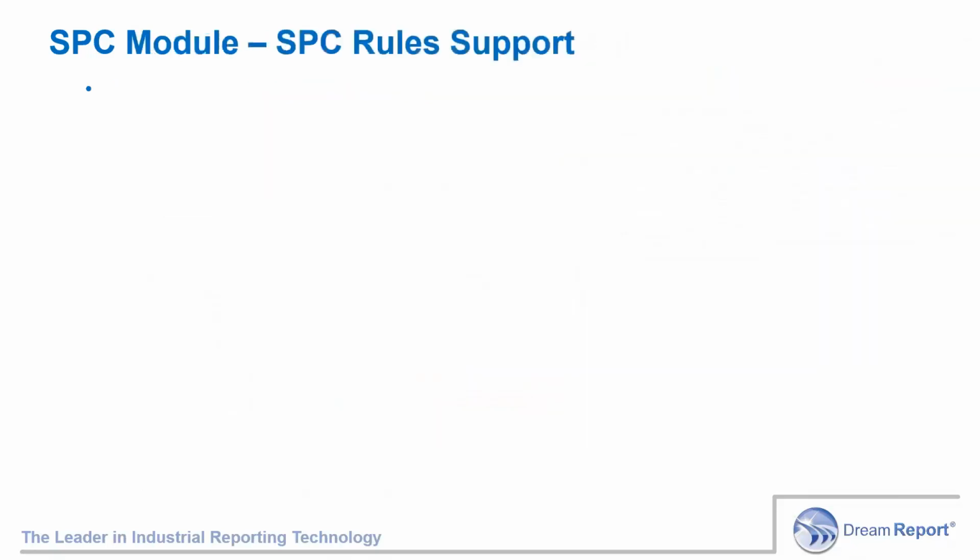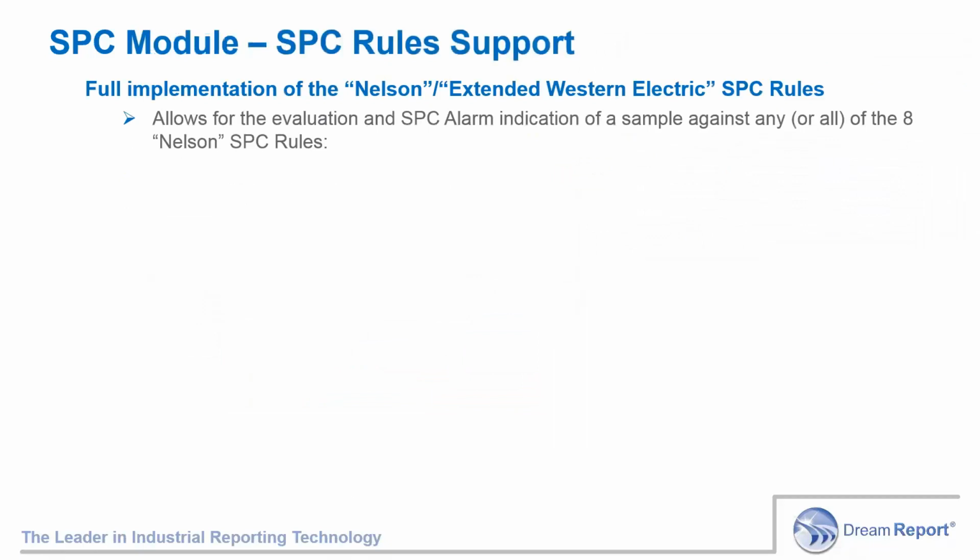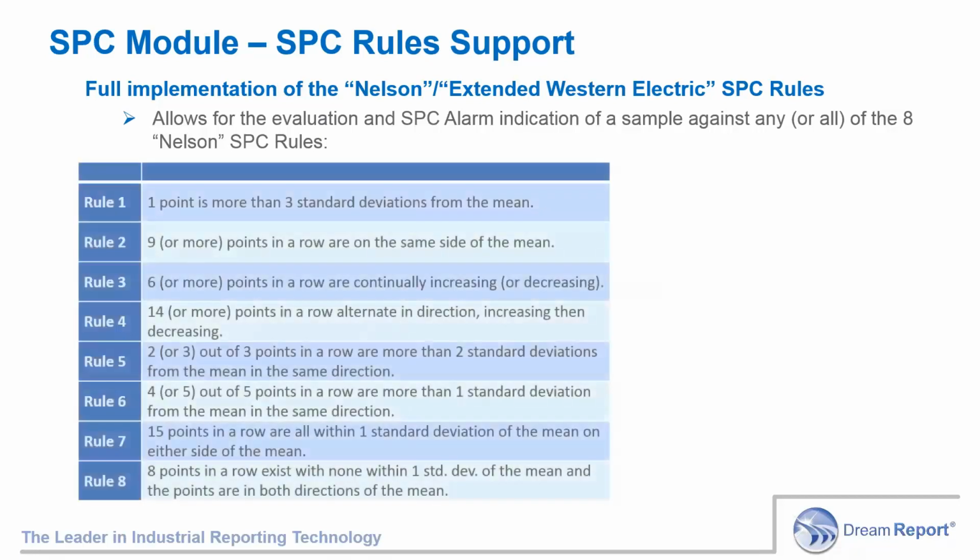One other thing to bring up here, important to note, is that Dream Report has full implementation of the Nelson rules, or also, I guess most people know about the Western Electric SPC rules, which is a set of 3 or 4 basic rules. The Nelson rules really are an extended set of Western Electric SPC rules. And these have to do with highlighting or alarming your SPC points on a chart based on one or more of these rules being violated. And again, these are industry standard quality type rules.